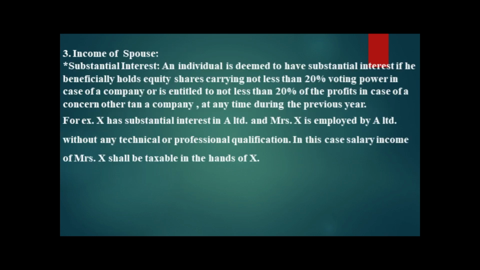Then the third case is income of spouse. The income of the spouse, such as remuneration, fees, commission, bonus received by her or him, where the other spouse has a substantial interest in the company, is included in the income of the other spouse. Substantial interest means an individual is deemed to have substantial interest in the company if he holds not less than 20% of the voting power in the company in which the spouse is employed.